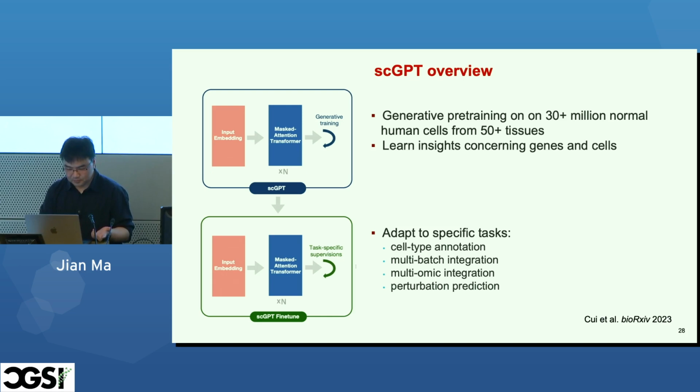It's interesting. And this is the last example I want to show. This is scGPT, again from Bo Wang's group. They pre-trained on over 30 million normal human cells from many different tissues, and try to learn insights for genes and cells, following the same steps that we have seen over and over again in these models. You pre-train on a large number of samples, and then fine-tune for your specific tasks. They did this for a number of tasks: cell type annotation, multi-omic integration, and perturbation prediction.